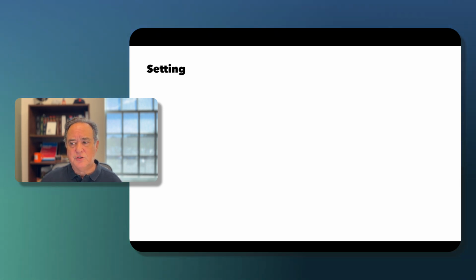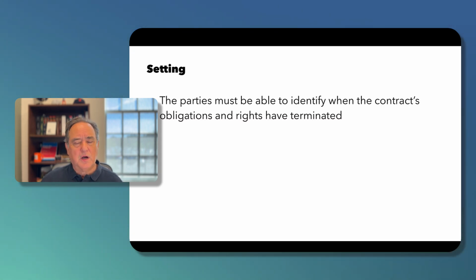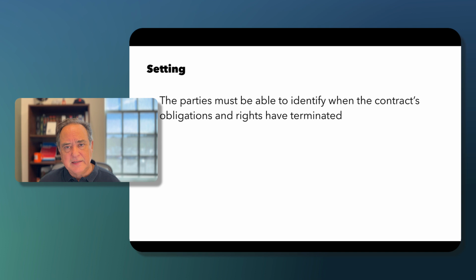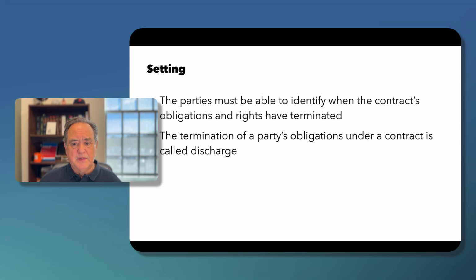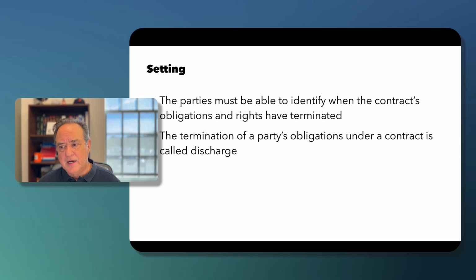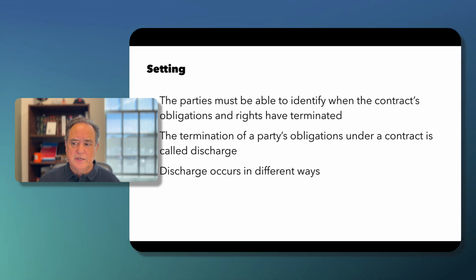Performance of a contract. Now, the parties to a contract have to be able to determine when the contract's obligations and their rights have terminated. And the termination of a party's obligations under a contract is called discharge. Now, discharge can occur in different ways, and that's what we're going to be taking up in today's topic.